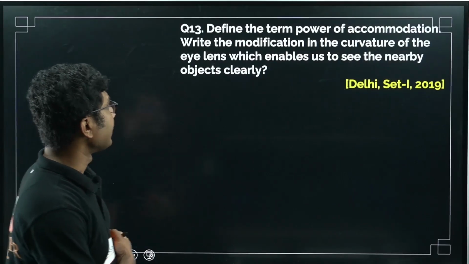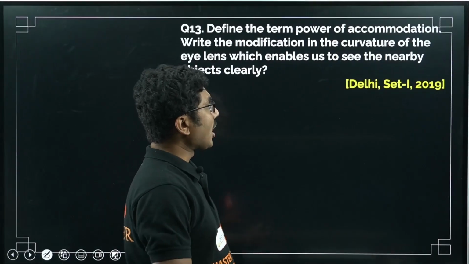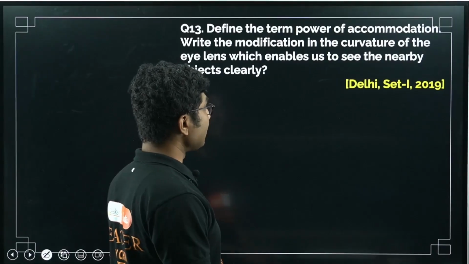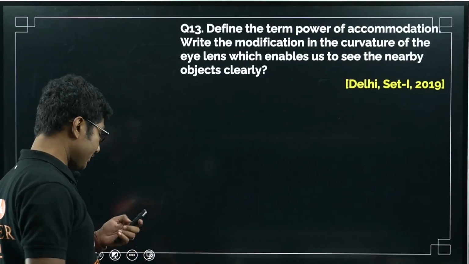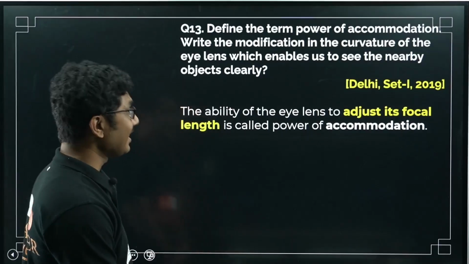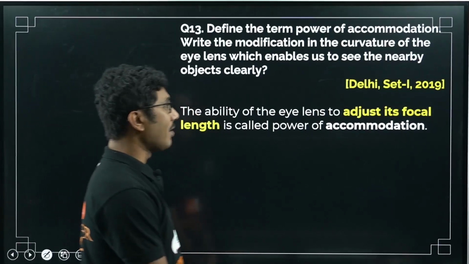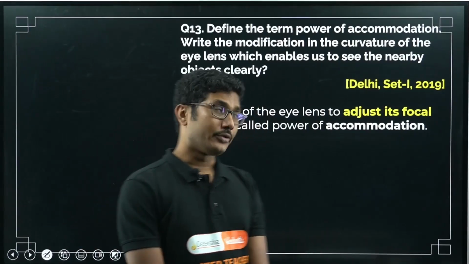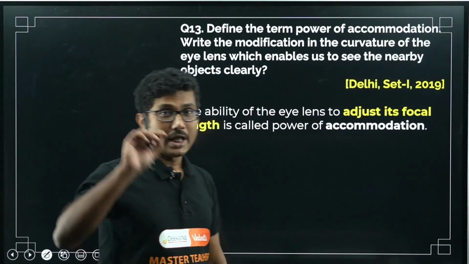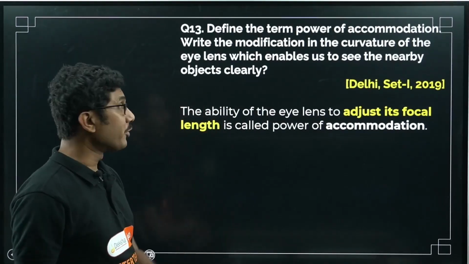Right, next question. Define the term power of accommodation. Write the modification in the curvature of the eye lens which enables us to see the nearby objects clearly. Let's see the answer. Ability of the eye lens to adjust its focal length is called the power of accommodation. So we know that only the power of accommodation was asked, so you have to answer only the part of the power of accommodation.